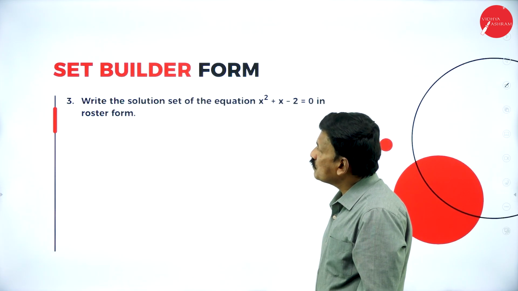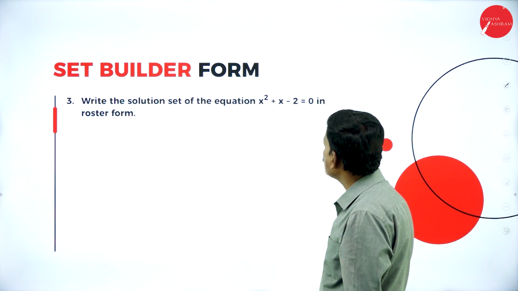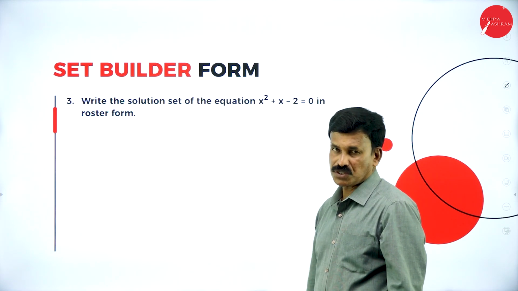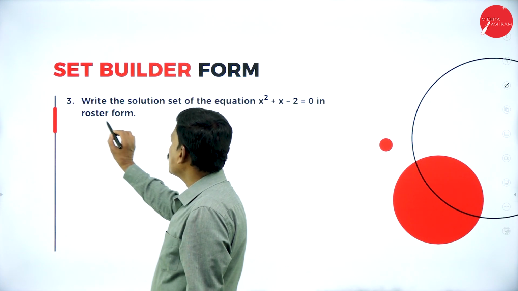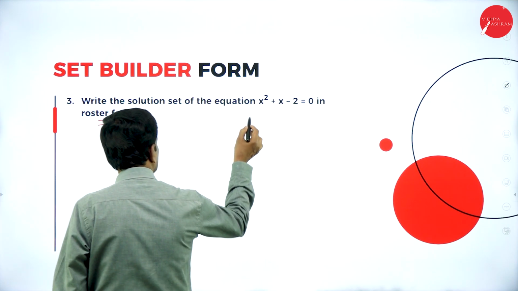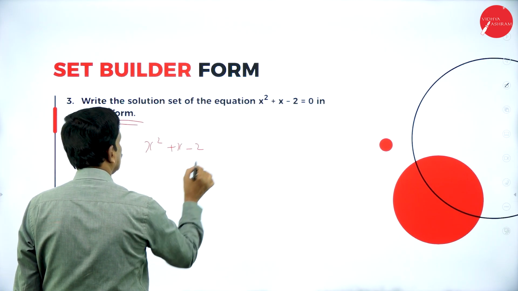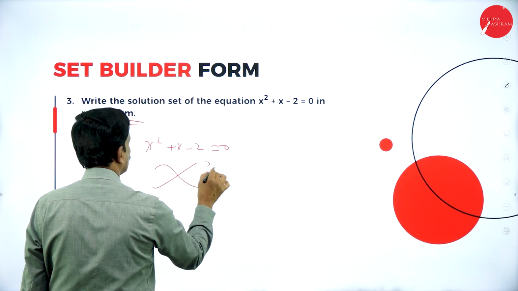Now, write the solution set of the equation x squared plus x minus 2 equal to 0 in roster form. How to represent this in the roster form? Just solve this. What are the solutions for this? x squared plus x minus 2. This is a quadratic equation. Factorize it by cross multiplying.